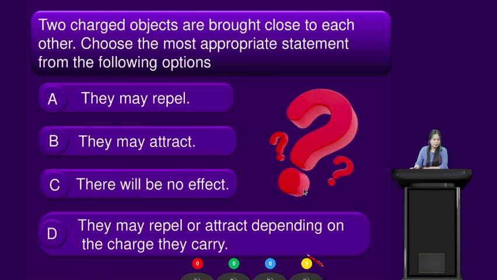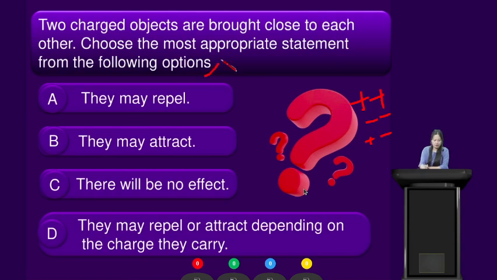Alright, students, your time is up. Now we have discussed in today's class that there are two types of charge, that is positive and negative. If we bring positive charges together, that is plus and plus, they will repel each other. Minus and minus will also repel each other. Plus and minus will attract each other.